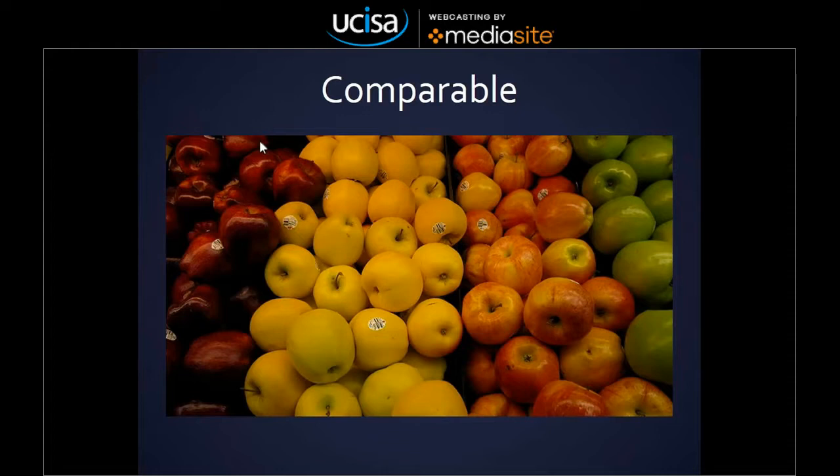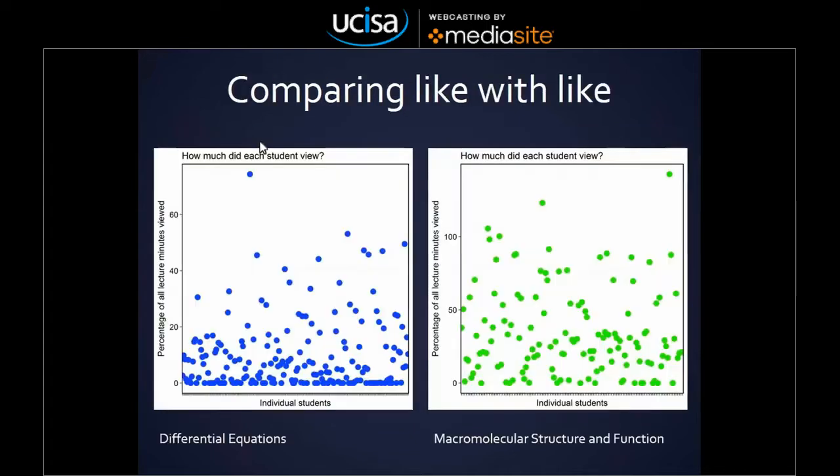And then once we've validated everything and categorised everything, we can compare apples with apples. But the apples won't necessarily be the same as each other, but we'll be able to make a fair comparison. The first thing that we're going to do now is look at two courses. The blue one is Maths, Differential Equations, and the green one is Life Sciences, Macromolecular Structure and Function.